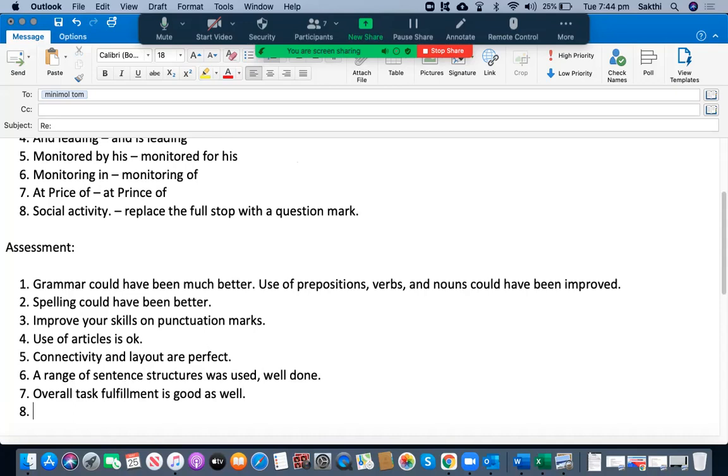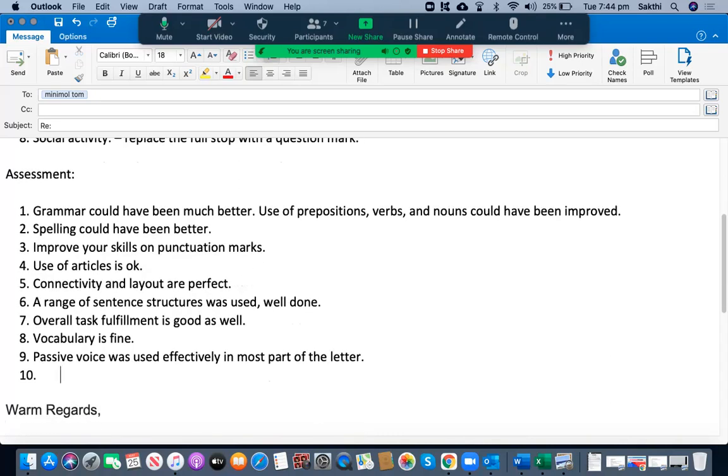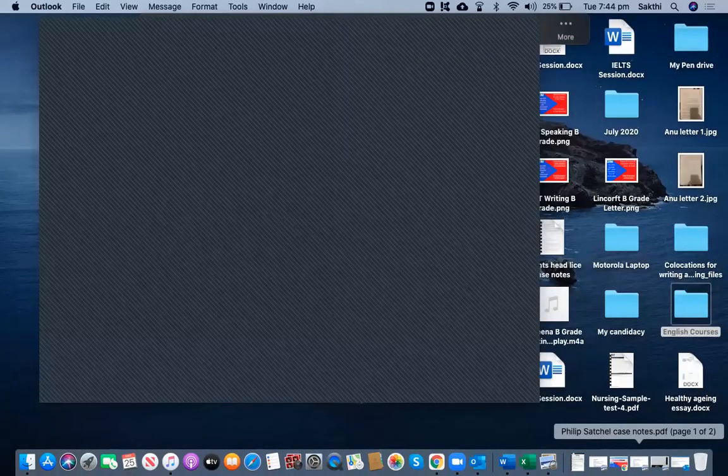Good. And then what else? Vocabulary is fine. Passive voice was used effectively in most part of the letter. Okay, I'm happy with that. I need to see whether you have included all the relevant case notes or not. Let me go through the case notes now.